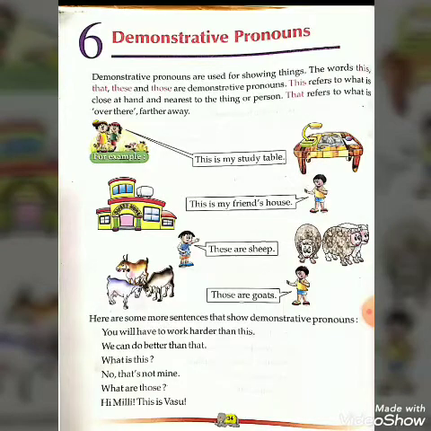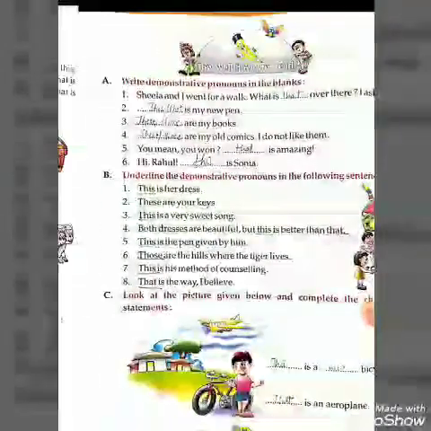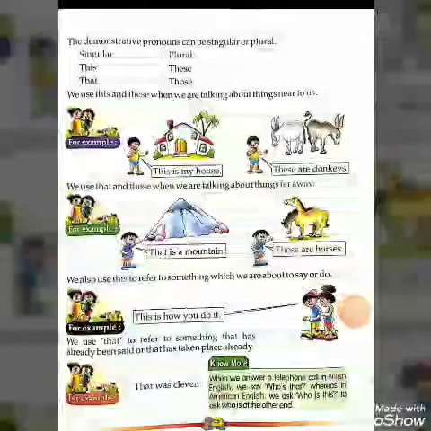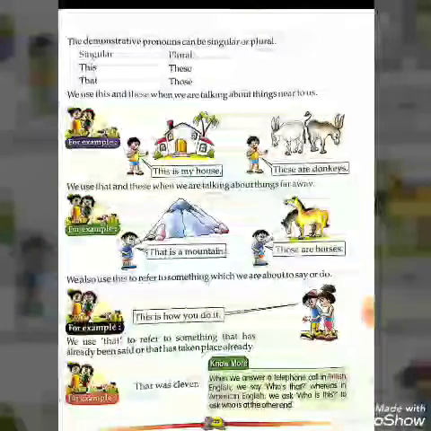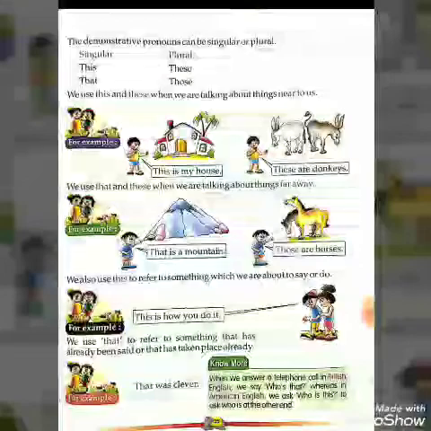Now come to the next page, page number 35. Here you can see the demonstrative pronouns. The demonstrative pronouns can be singular or plural. For example, for singular demonstrative pronouns, the words this and that. And for plural, these and those. Now, look at the examples.